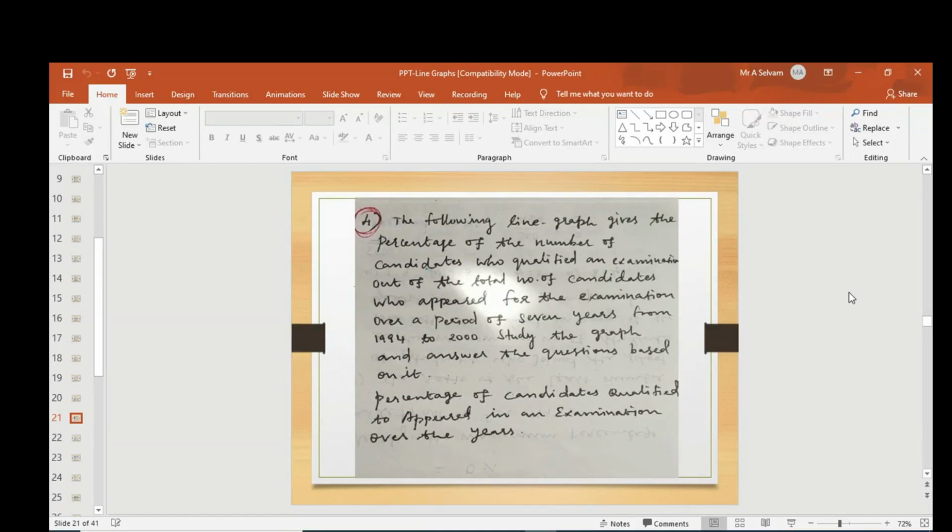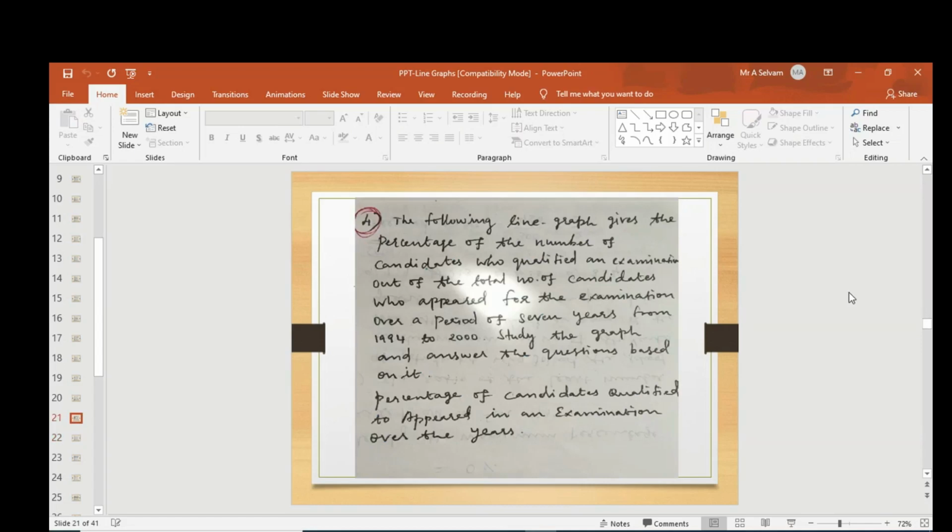Now, problem number 4. The following line graph gives the percentage of the number of candidates who qualified an examination out of the total number of candidates who appeared for the examination over a period of 7 years from 1994 to 2000. Study the graph and answer the questions based on it. Most probably education institutions they are giving because it is easy to understand. People belong to the education department, right? So percentage of candidates qualified in an examination over the years.